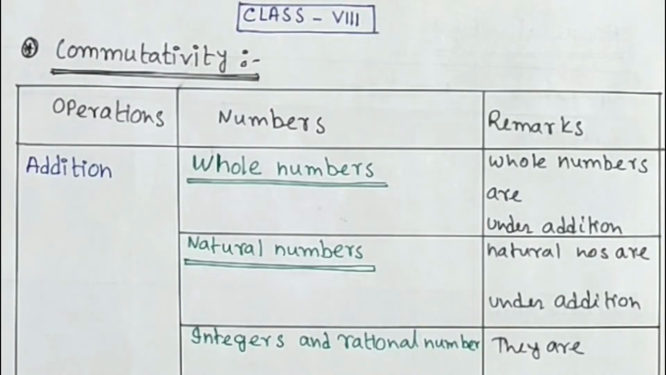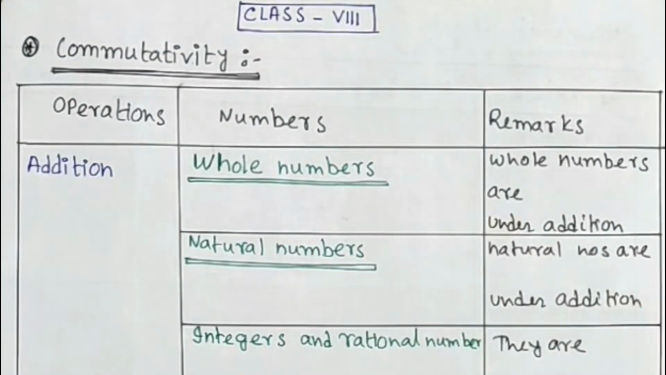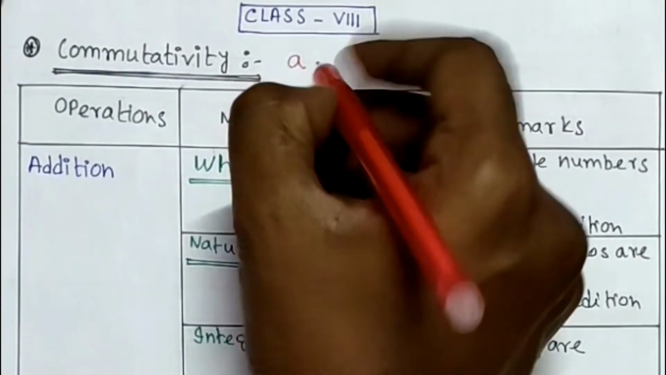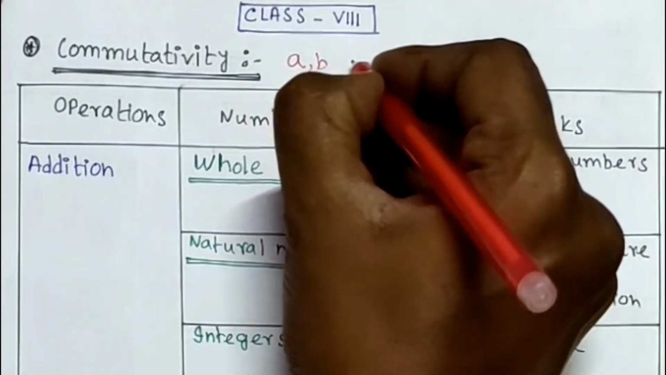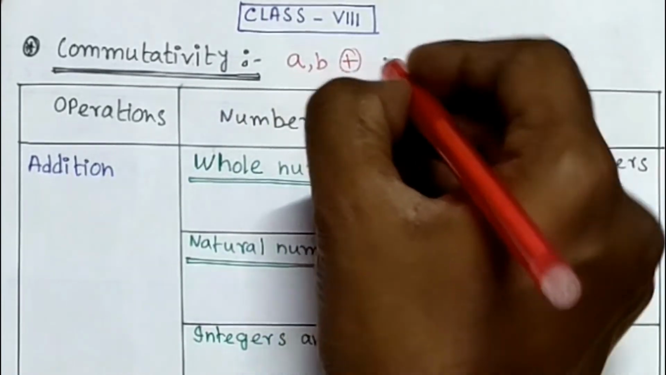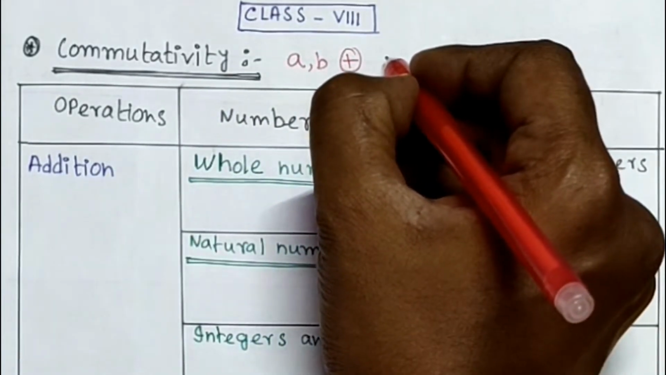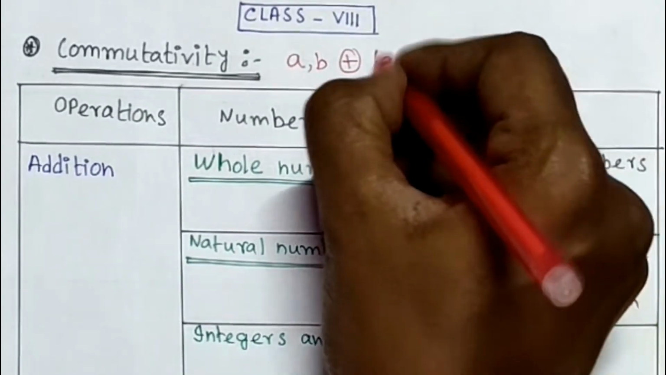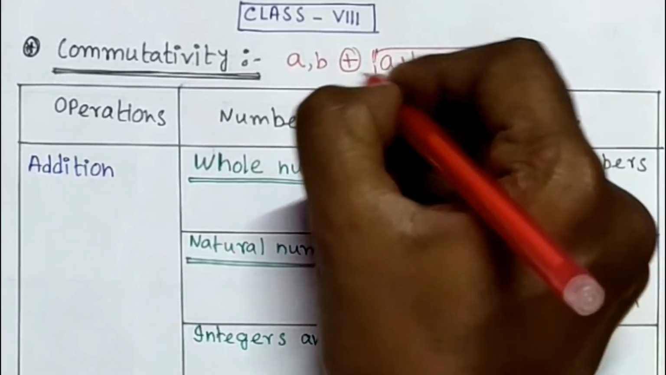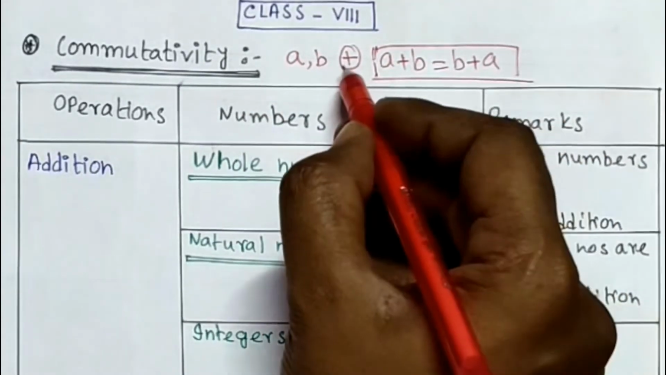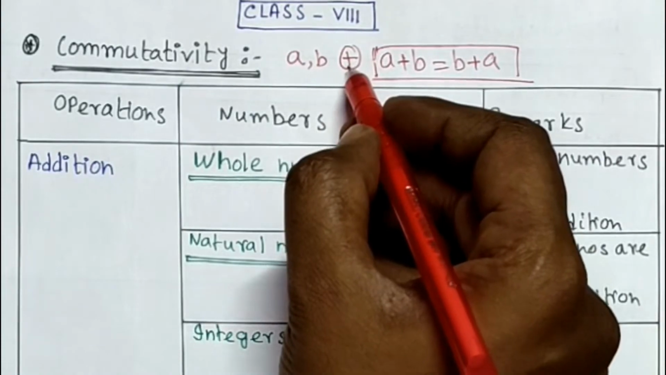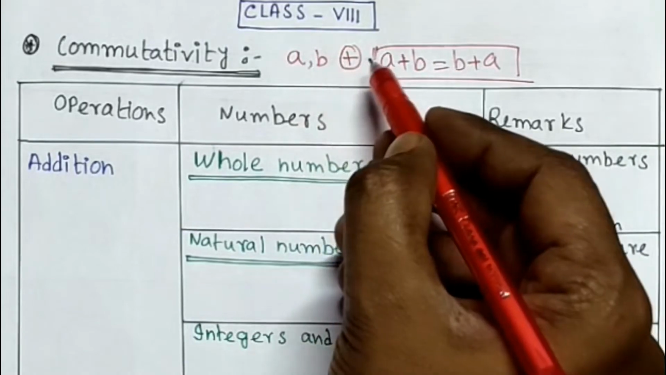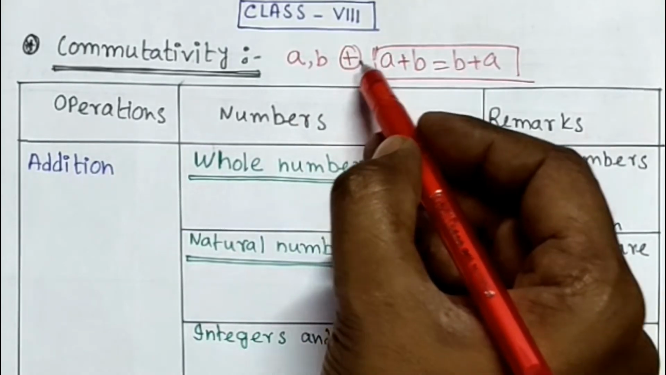The first property is commutative property. What is commutative property? Suppose you are taking two numbers, any numbers a and b, and we assume the operation addition. The commutative property states that if a plus b equals b plus a, then we say that these two numbers are commutative under the operation addition. If a plus b equals b plus a, then we say that the commutative property holds for addition.